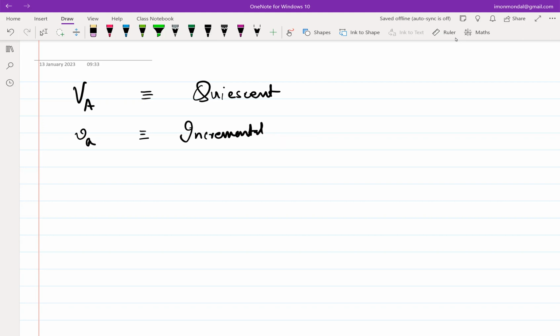or rather an incremental voltage in this case. This is equivalent to delta V. What we have been calling delta V, small v, small a, is essentially delta V. Then there is one more thing, that is the total voltage. The total voltage we get by adding up the quiescent with the incremental. And that notation is small v with capital A subscript. So this is total.